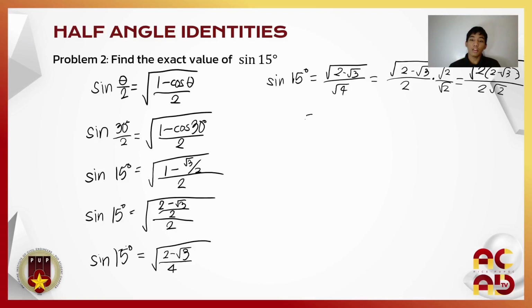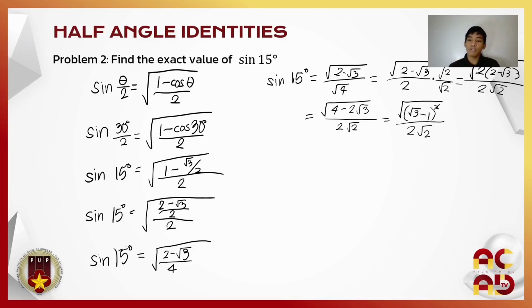So, ito ay magiging the square root of 2 times 2, that is 4. 2 times the square root of 3, 2 the square root of 3, all over 2 the square root of 2. And, dahil nag-multiply tayo ng square root of 2, itong 4 minus 2 the square root of 3 is actually a perfect square. So, pwede natin siyang ma-factor out as square root of 3 minus 1 squared, all over 2 the square root of 2.